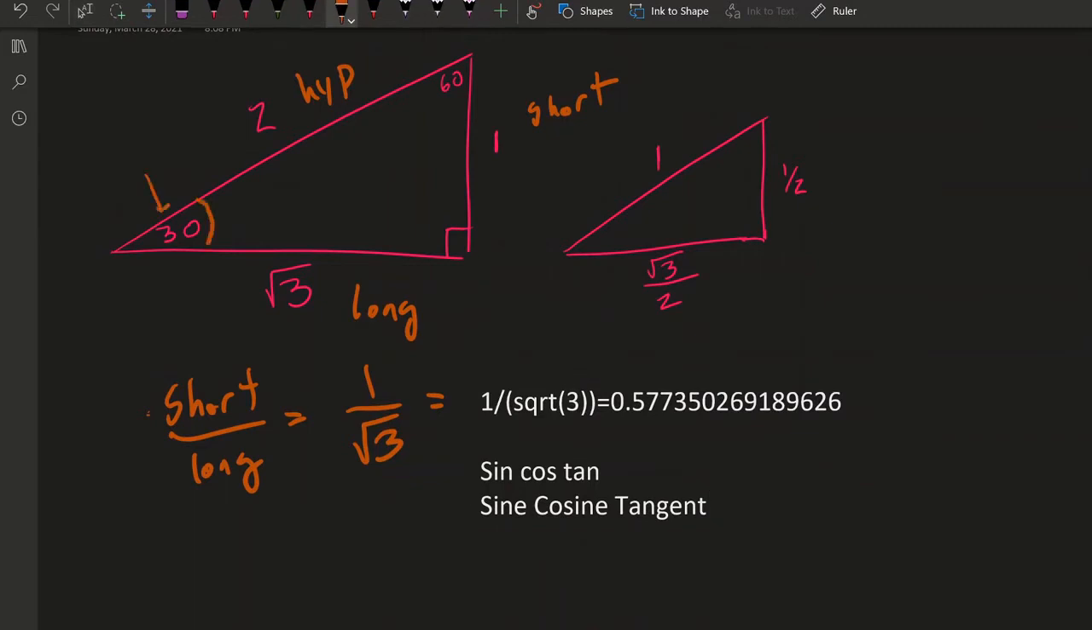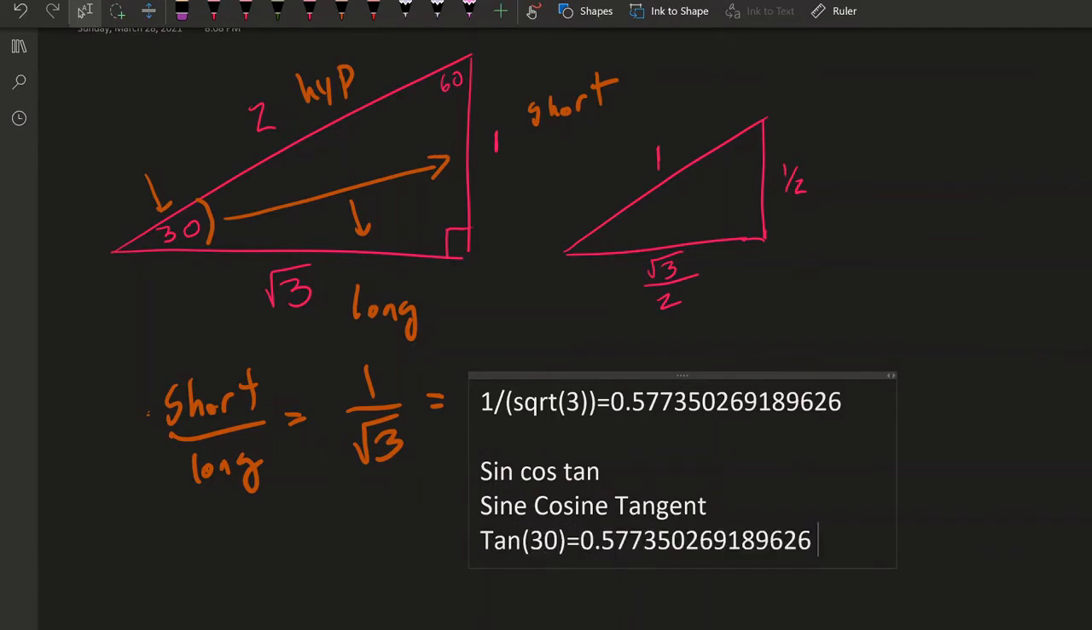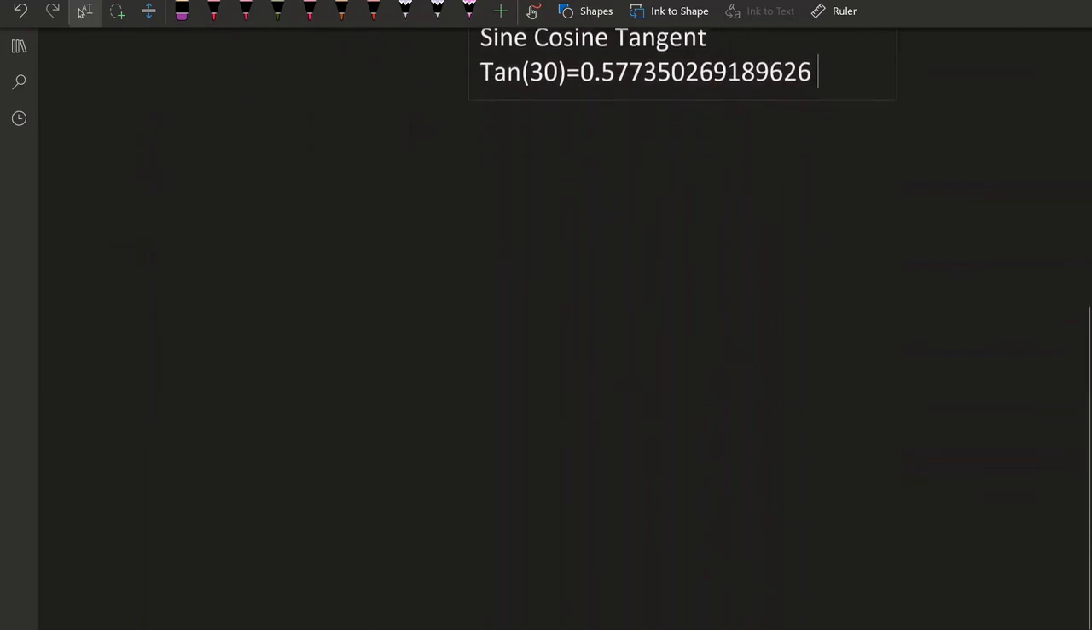So in our case, I just want to show you that if I wanted to find the tangent of the 30 degree angle, that would be the short side divided by the long side. If I type this into the calculator, watch what happens. The tangent of 30 degrees is equal to, and I get the exact same number. So, how does that work? Let's talk about that.